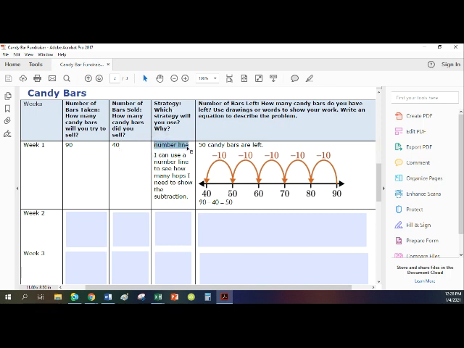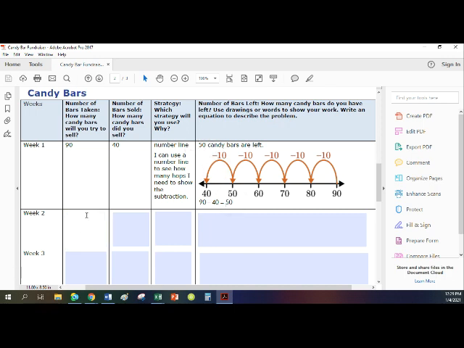In the example shown, a number line was chosen, and you can see the picture of the number line right over here. Why? I can use a number line to show how many hops I need to show the subtraction. So they started with 40. That's how many they actually sold. The number they began with was 90. And then they counted by 10. So they have 40, 50, 60, 70, 80, 90. 1, 2, 3, 4, 5. That's 5 hops. And remember, each of those hops represents subtracting 10 of those candy bars. So here's their subtraction equation. 90 minus 40 equals 50. 50 candy bars are left.